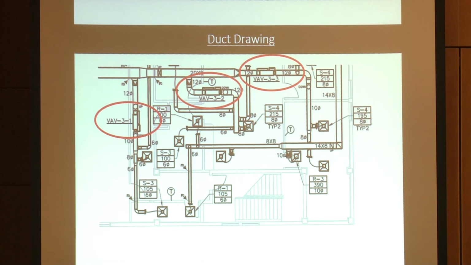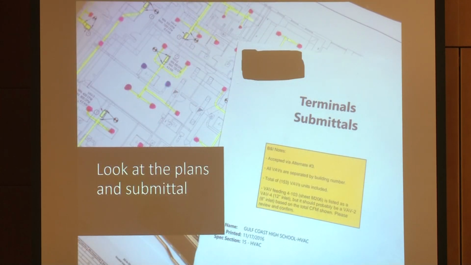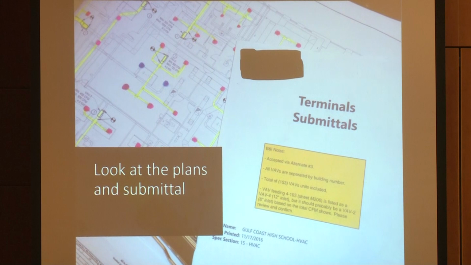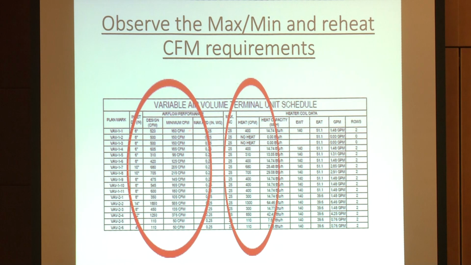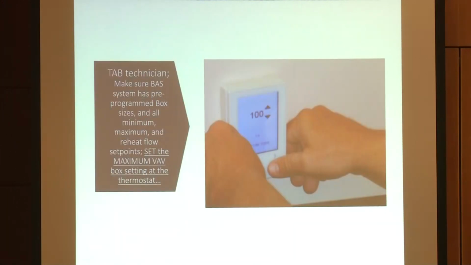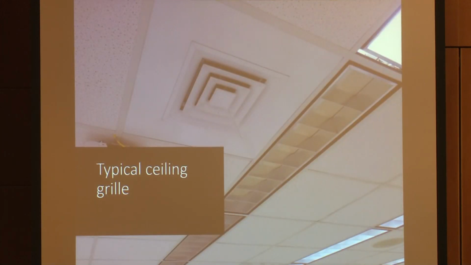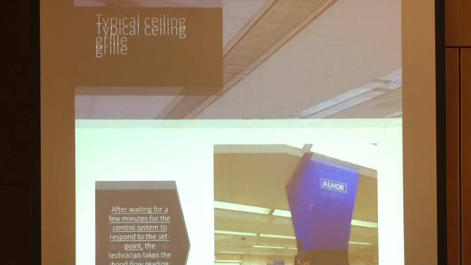So for example, here's 3 of them. What we do is we look at the plans and the specs and the submittals, and it's going to tell us all these boxes. It's going to tell us what the minimum CFM is, what the maximum is, and then what we want as far as heat. So that's what we're going to balance to in VAV boxes. Then what we simply do is go to the thermostat, and we're looking to set the maximum flow. So let's just say the maximum flow is 1,000 CFM. We go to the thermostat, we set up for maximum CFM. We're trying to get 1,000 CFM out of that grill.